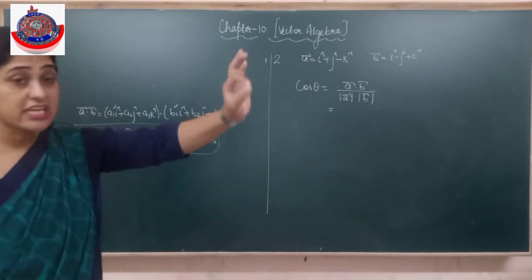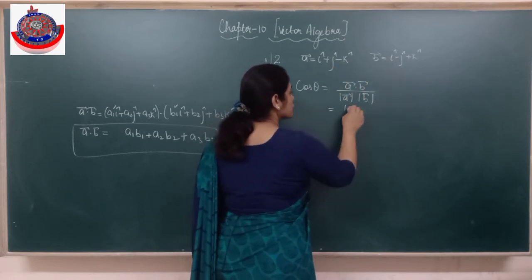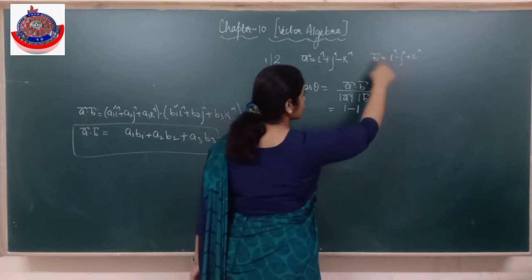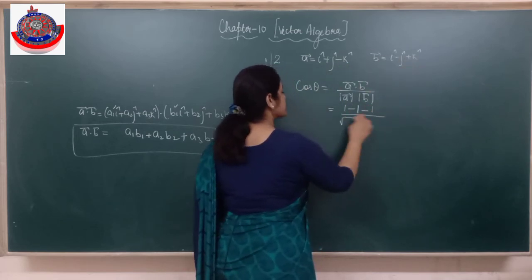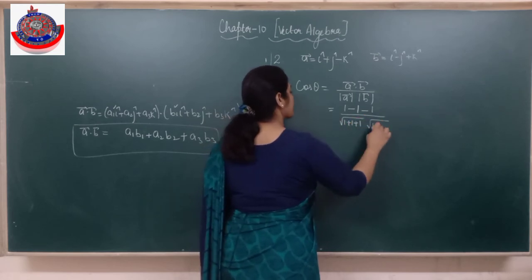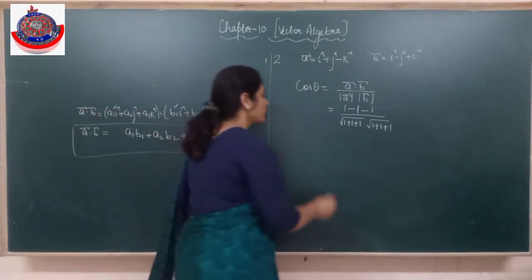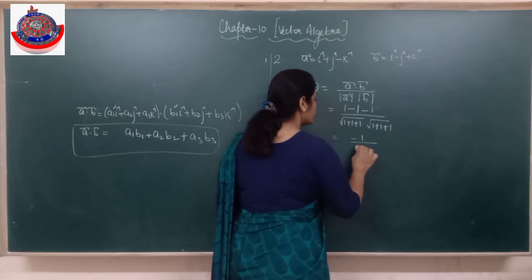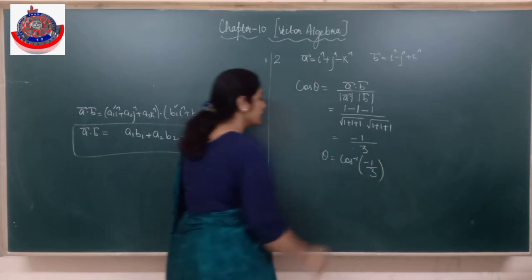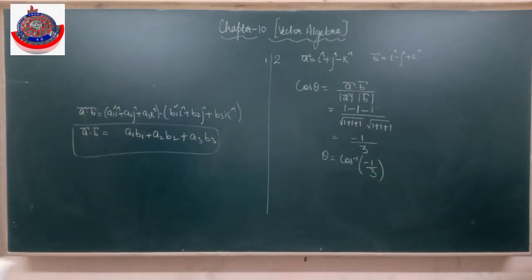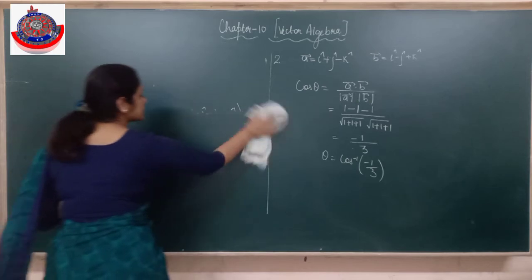I multiply i with i, j with j, k with k: A1 into B1, A2 into B2, minus 1, A3 into B3. Their magnitudes: you know what this magnitude is, under the root x square plus y square plus z square. Is it clear? So we have got minus 1 upon root 3 into root 3, which is 3. So theta will be equal to cos inverse minus 1 by 3. Theta is cos inverse minus 1 by 3. Is it clear to everyone? Alright, let's see the next one.